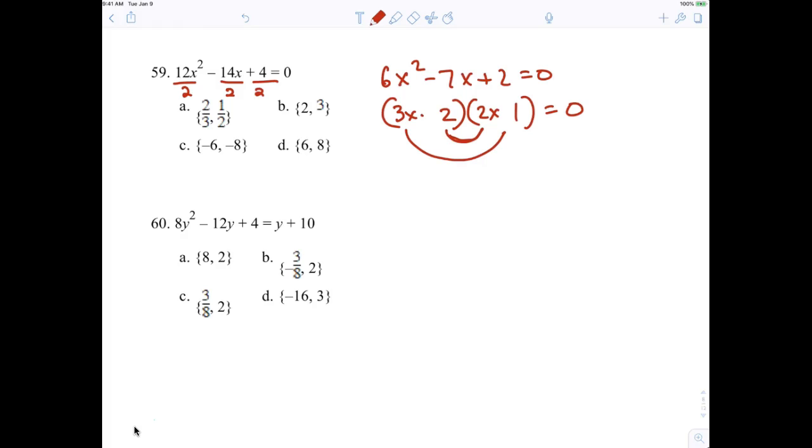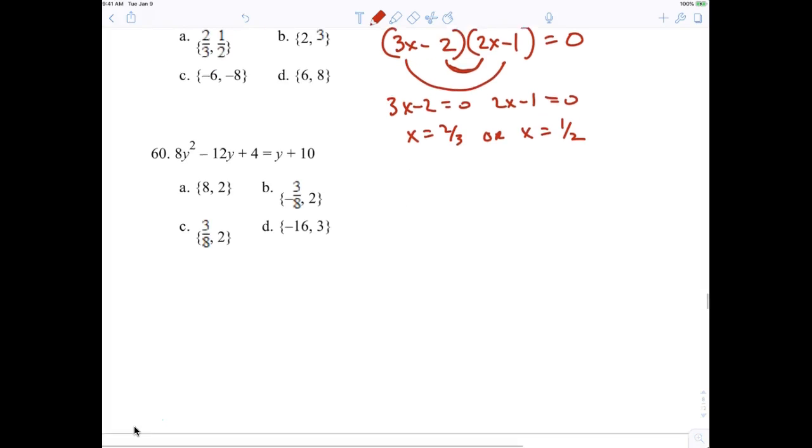All right, now once we do that, we set the factors equal to 0. 3x minus 2 equals 0. 2x minus 1 equals 0. So x is equal to 2/3, or x is equal to 1/2. Everybody okay with that?